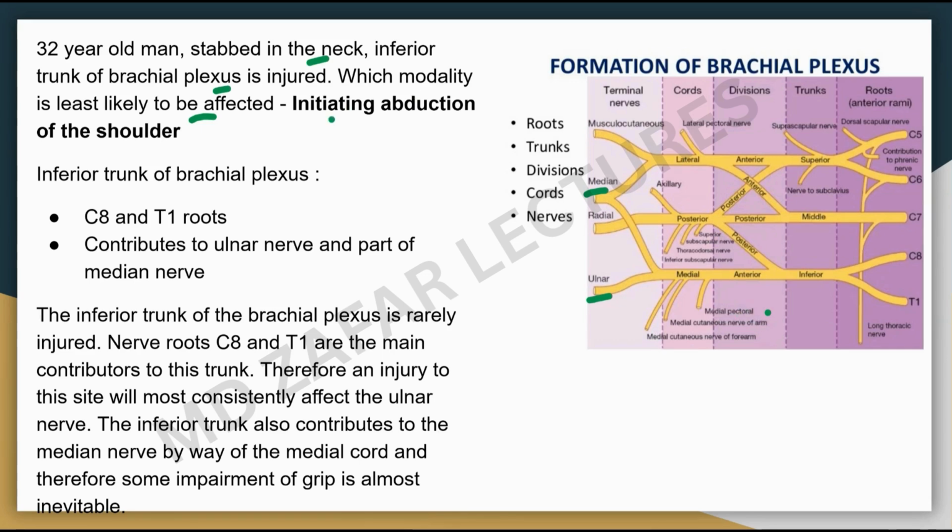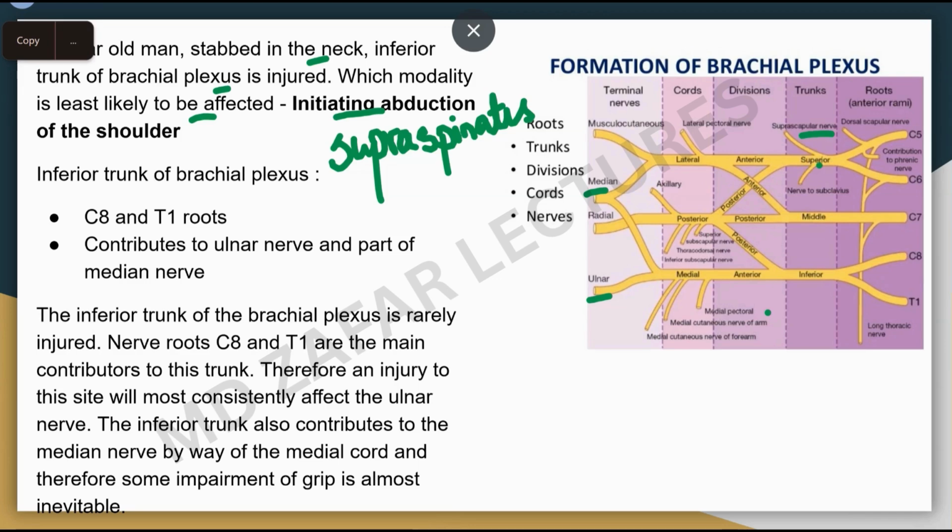Now, the modality which will not be affected is that initiation of the abduction of the shoulder will be minimally affected because it is caused by the supraspinatus, and supraspinatus muscle is supplied by the suprascapular nerve. Now this is one of the branches which is given by the superior trunk. So basically it is a type of question where they want you to understand the difference of the structures which are originating from the upper trunk as well as from the lower trunk. So that is an important point.